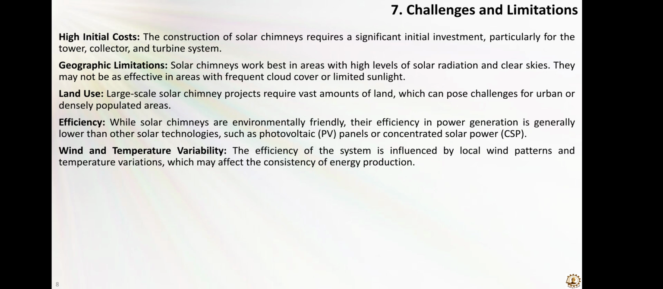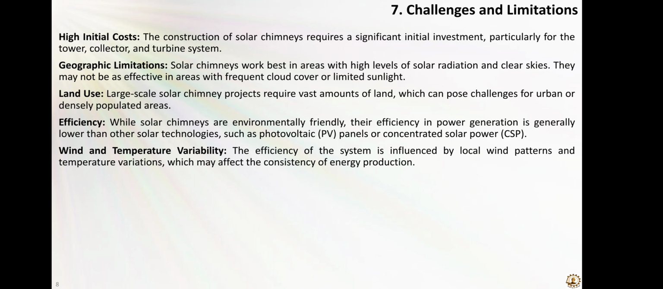Now efficiency: while solar chimneys are environmentally friendly, their power generation efficiency is lesser than photovoltaic cells or concentrated solar power. Wind and temperature variability also influence the production of energy from a solar chimney. The efficiency of the system is influenced by local wind patterns and temperature variation, which may affect the consistency of the energy production.